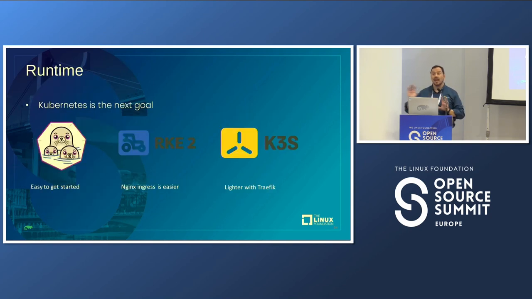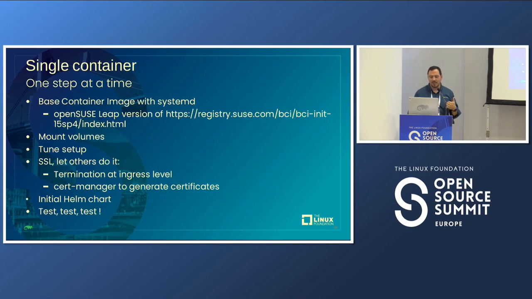However, it cannot scale out. That's the drawback. We still need to improve that container to make it horizontally scalable. So again, one step at a time: base container image with systemd, you have it right there. Please, if you want to try it, take a picture of it. Mount volumes, of course: where am I storing data, to mount the volumes correctly. Tune the setup, start trying things.